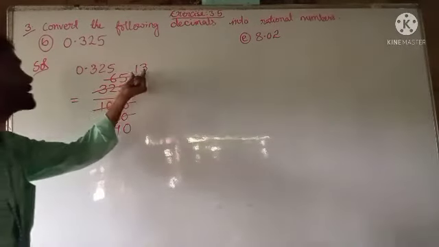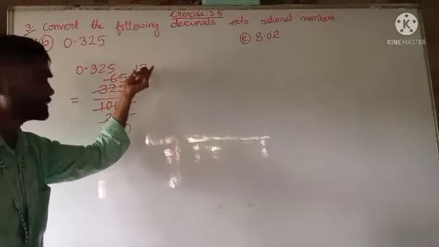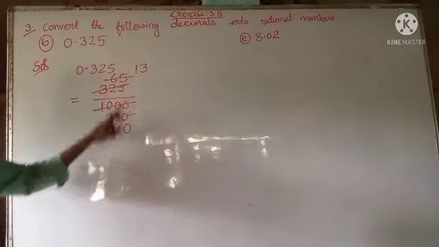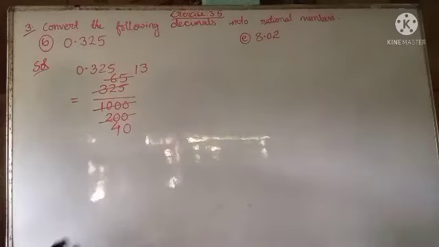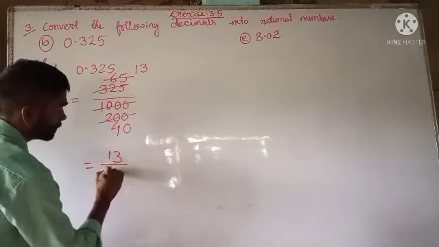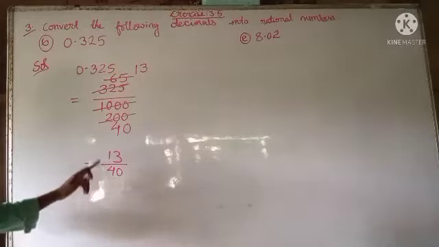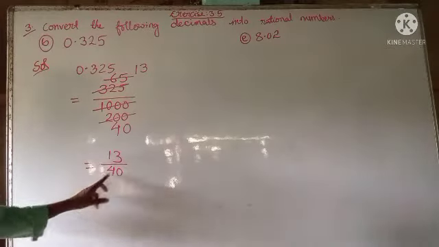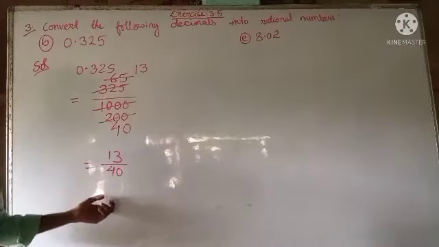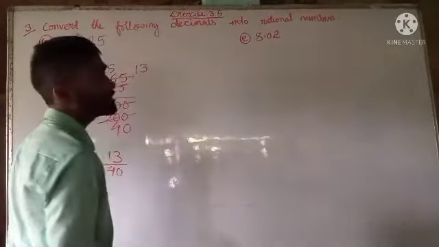Now here we can see that 13 is a prime number and 13 is divisible by 13 itself, and this 40 is not divisible by 13. So we cannot cancel them by a common factor. So we can write our answer, that is 13 by 40. Now it is in the form of P by Q. So we can say that 13 by 40 is a rational number. So it is converted into a rational number. In the same way, let us try to do option number E, that is 8.02.